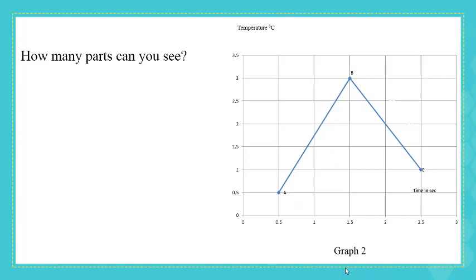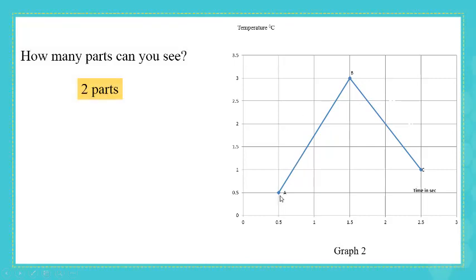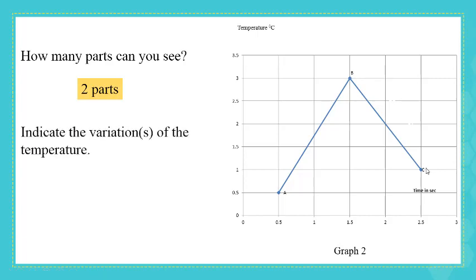Graph 2. How many parts can you see in graph 2? Yes. So, 2 parts. From point A to point B, the first part, from point B to point C, the second part. Indicate the variation or the variations of the temperature in this graph.